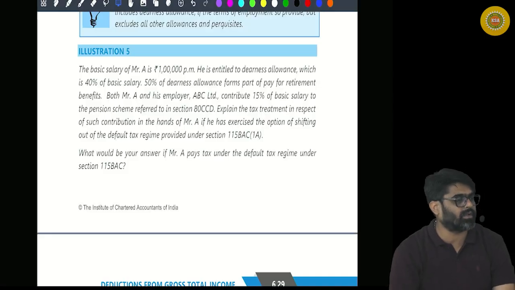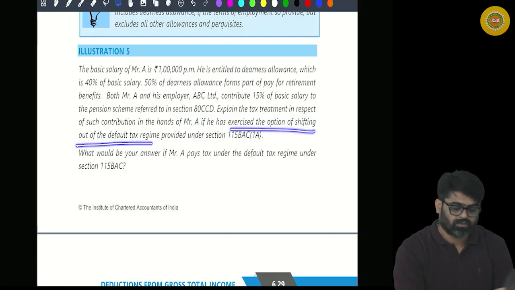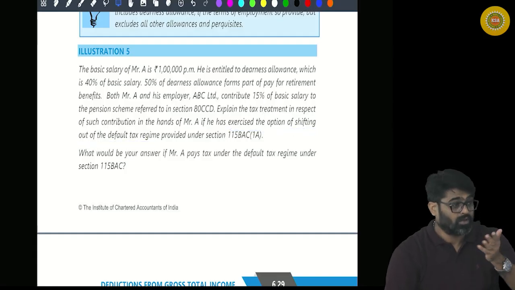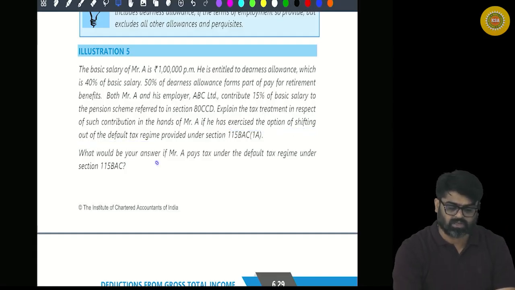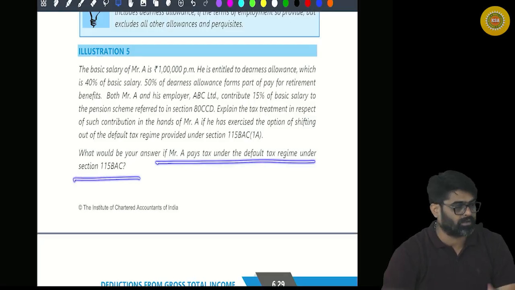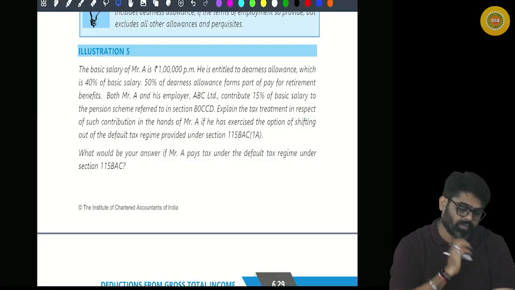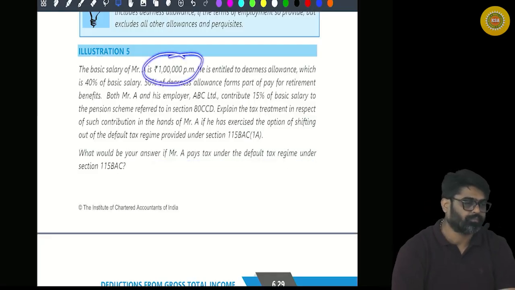Explain the tax treatment in respect of such contribution in the hands of Mr. A if he has exercised the option of shifting out. And wait. What would be your answer if Mr. A pays tax under the default tax regime? First of all, tell me, how much is his salary?